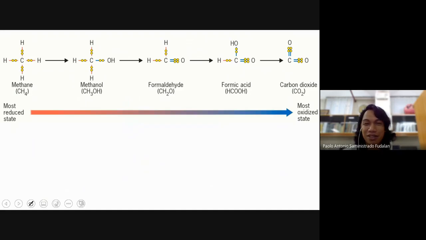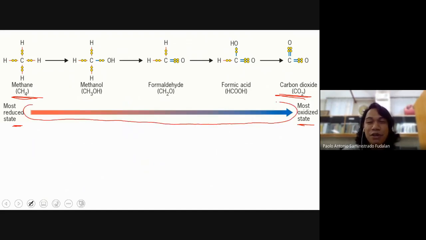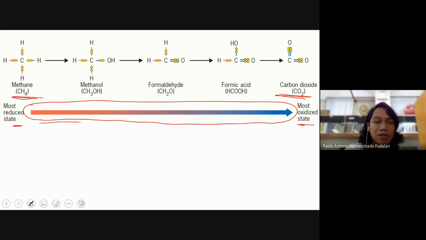We have oxidation and reduction. So you see here we have several molecules from methane, which is the most reduced, and then it's slowly being transformed until it becomes carbon dioxide, which is the most oxidized. Can anyone from the group tell us what you think is the meaning of the color gradient in the arrow here? Why is it redder in the most reduced state and then bluer in the most oxidized state? What do you think is the meaning of that?